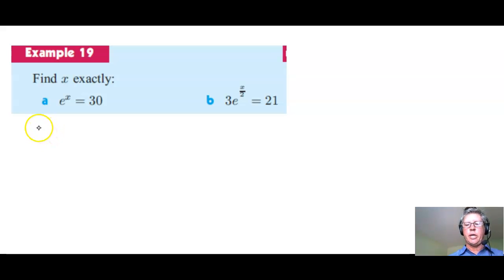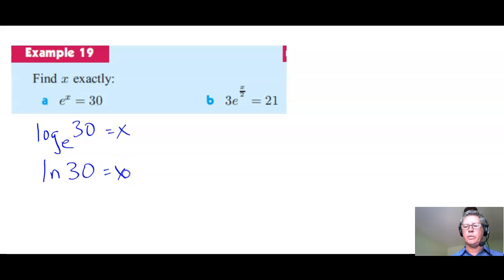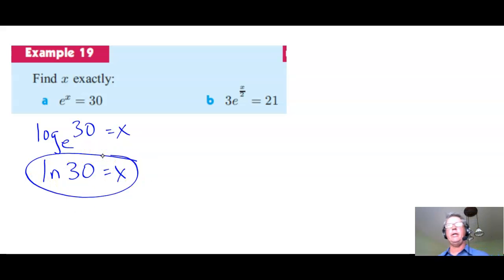So that is log base e of 30 equals x. And of course you don't write log base e, you write that as natural log of 30 equals x. And you're done, you're finished, that's exactly right.